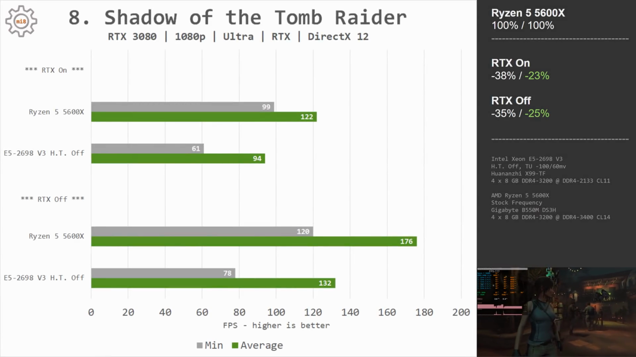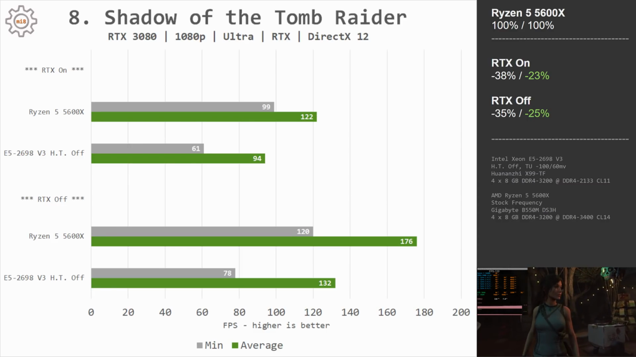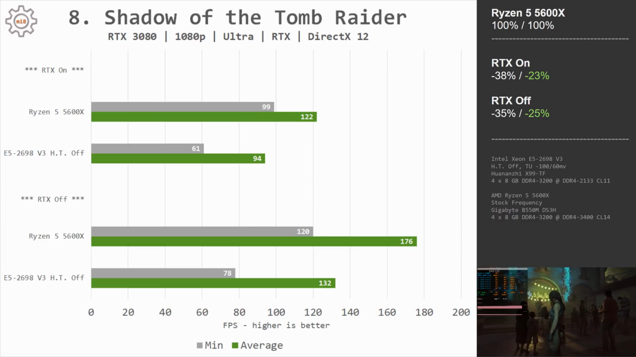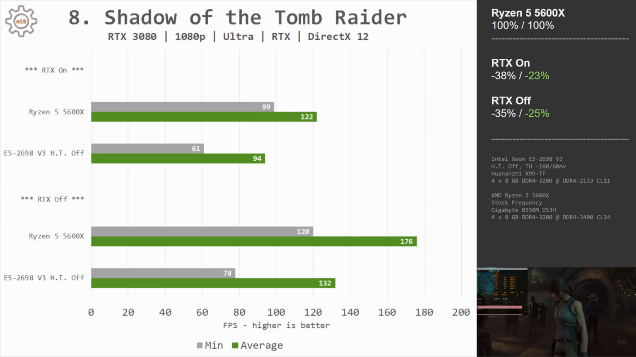Shadow of the Tomb Raider doesn't support DLSS, you can only enable or disable RTX shadows. Thus, I have tested only two configurations, RTX off and RTX on. In both of the cases, difference between Xeon E5 and Ryzen 5 stays between 35 and 25%. One more example that increasing the GPU load with extra RTX work does not help Xeon E5 catch up with Ryzen 5.